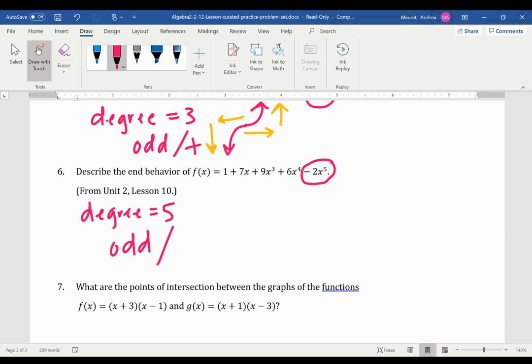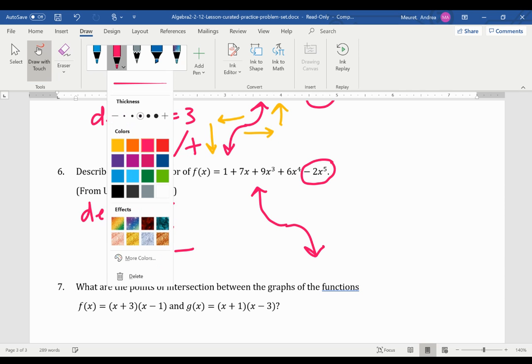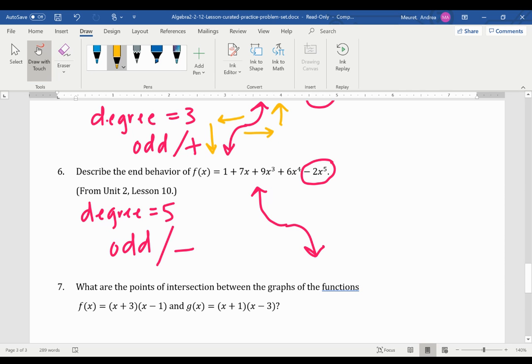But the leading term is negative 2x to the fifth. So instead of odd positive, this is odd negative. Odd negative polynomials have end behavior that looks like this. And so we say, as x increases in the negative direction, y increases in the positive direction. And as x increases in the positive direction, y increases in the negative direction.